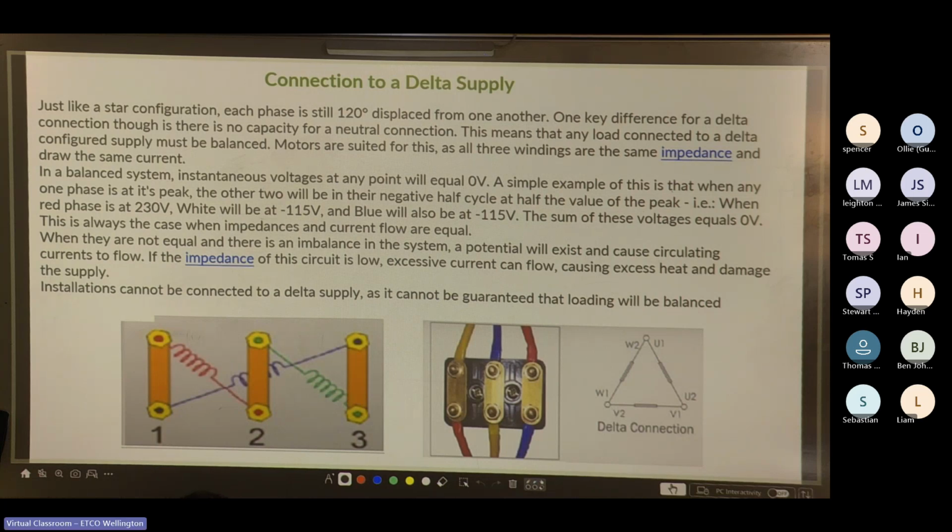So this is why at the consumer end, you always have a star or a delta star transformer, just because you can never guarantee that the loading will be balanced and you need that neutral return path. The same goes for the generation side because that neutral is your return point. So if the load on the generator is not balanced, and it might not be because the other end is not balanced, you need that neutral return path.